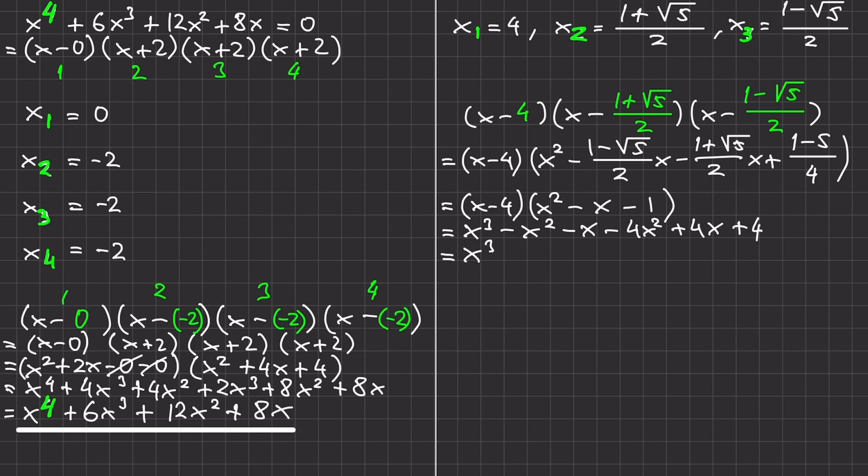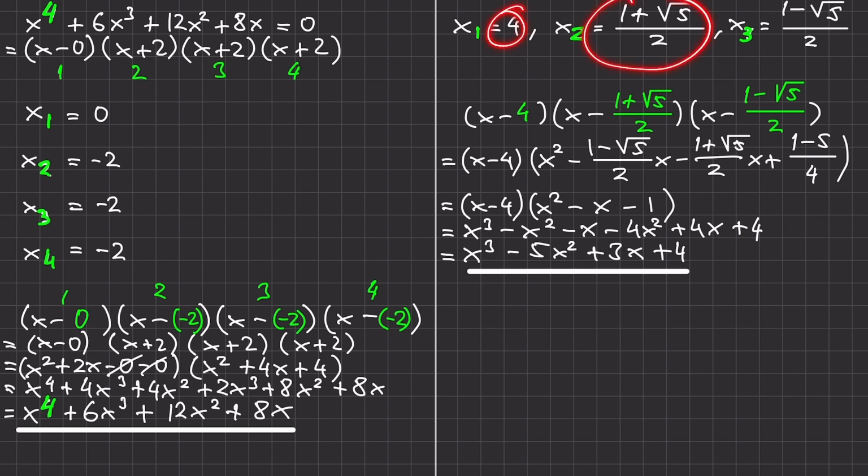So we get x cubed minus 5x squared plus 3x plus 4. So we found the function x cubed minus 5x squared plus 3x plus 4 when the zeros 4, (1 plus the square root of 5) over 2 and (1 minus the square root of 5) over 2 are given.